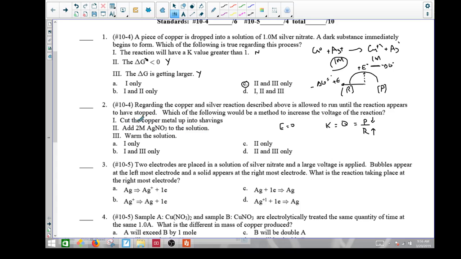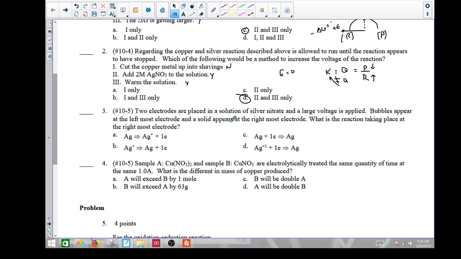Cut the copper metal into shavings. The solid has no concentration change, so that would be a no. Add 2 molar silver nitrate, so we're going to up the concentration of the reactant. That would be a yes. Warm the solution. Technically, that will change the value of K, so Q would no longer equal K, and we'd be able to run again, so that would be yes. That's 2 and 3. All right.